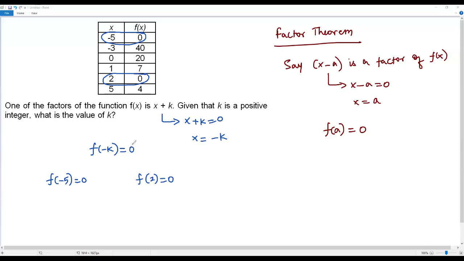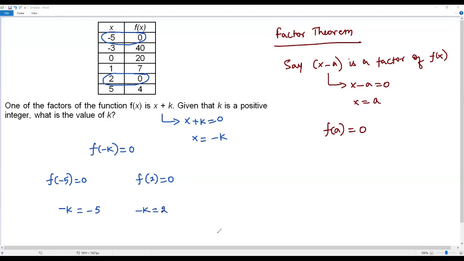Okay, here we have 0 on the right side. Here we have 0 on the right side. At the place of negative k, what do we have over here? At the place of negative k, we have negative 5. So we can say that negative k equals negative 5. Here also the value of the function is 0. At the place of negative k, what do we have over here? We have 2. So we can say that negative k equals 2.